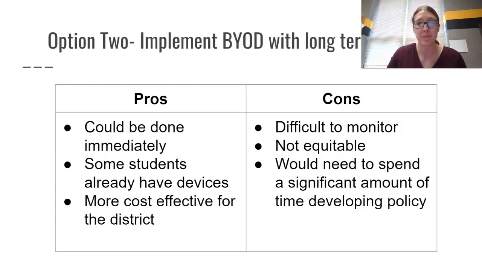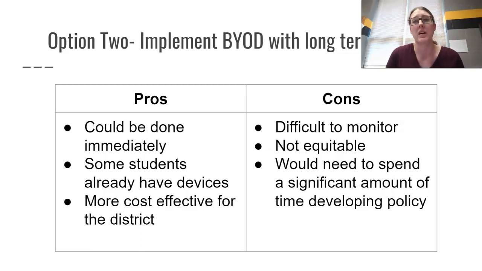Option two is to implement a bring your own device policy and then have a long-term plan of going to one-to-one. This again is where I'd like to really know where we're currently at with our devices and how close we are to being one-to-one. So pros, again, this can be done immediately. We can do it as soon as tomorrow with kids that already have their own devices. Some students already have devices, again, and then more cost effective. And then cons are the exact same as going BYOD immediately. It's difficult to monitor, it's not equitable, and we'll have to spend time developing policy.